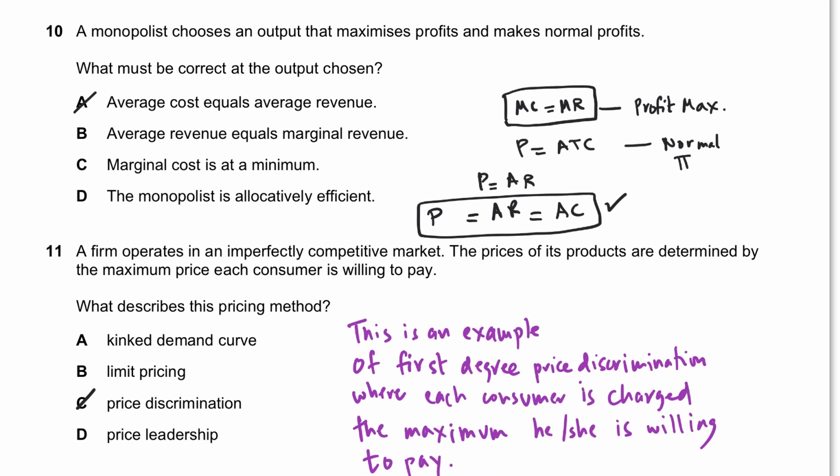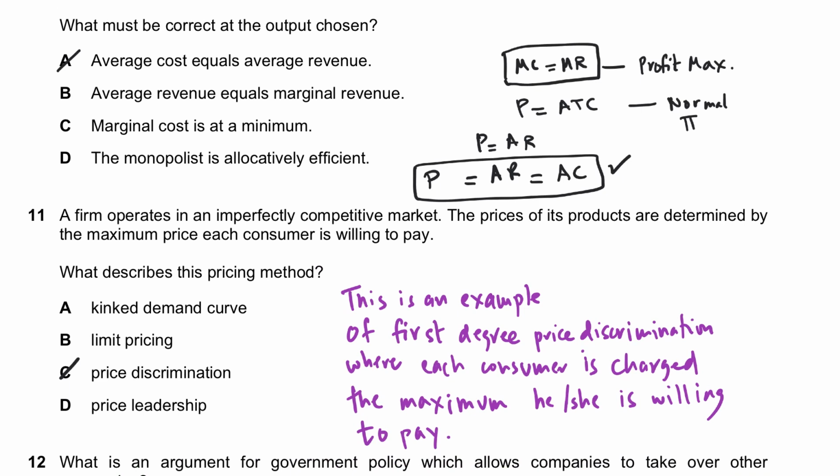In number 11, they say this, that a firm operates in an imperfectly competitive market. The prices of its products are determined by the maximum price each consumer is willing to pay. If you're able to charge the maximum price that each consumer is willing to pay, this means you must be doing what we call first degree price discrimination, where each consumer is charged a different price according to what he or she is willing to pay. And that's why the right answer is C.